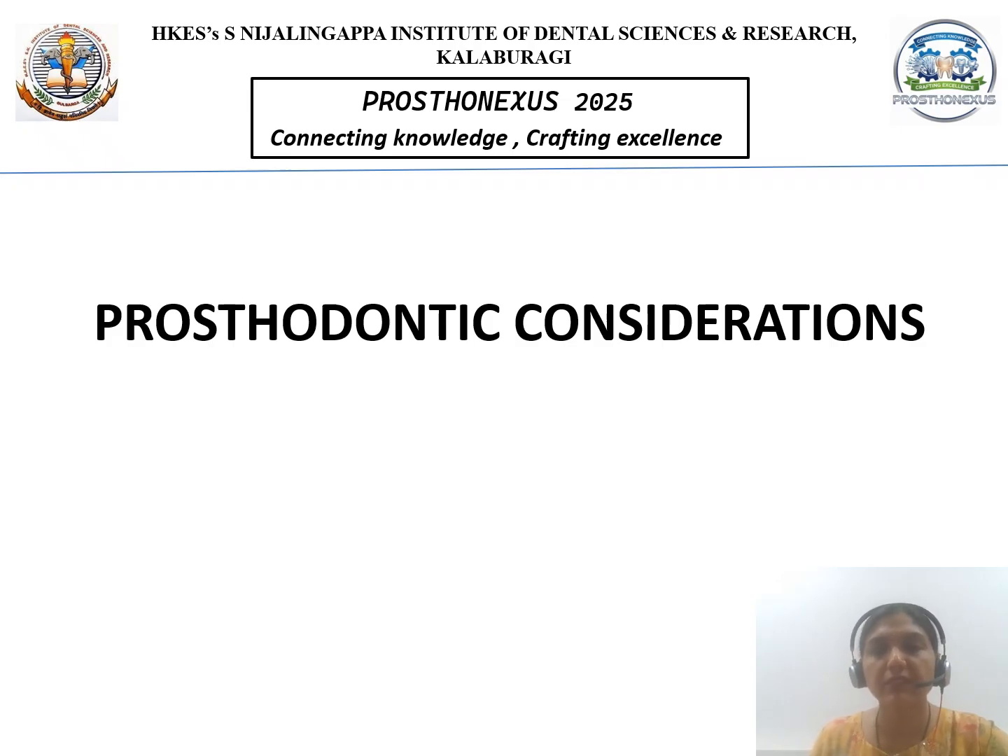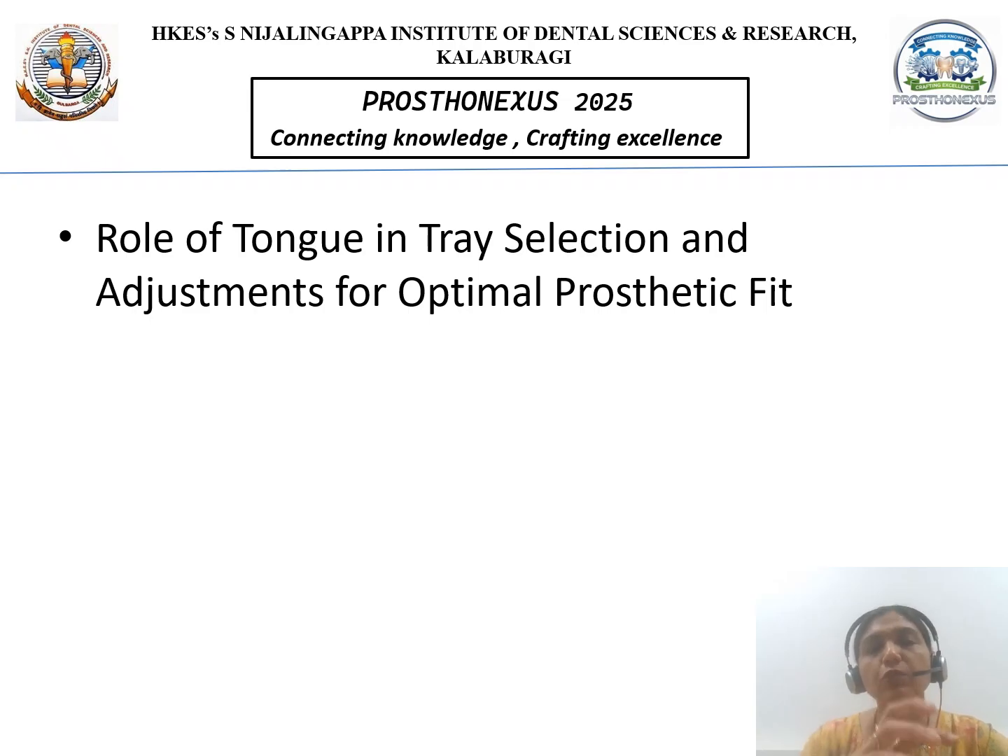Coming to the main thing, that is prosthodontic consideration. The first thing is the role of the tongue in tray selection and adjustments for optimal prosthetic fit. Before going to this, I would like to say that when we start with our border molding and our secondary impression, we have a special tray with us. Most of us take the special tray, see a little bit of adjustment, and then start with the border molding procedure.